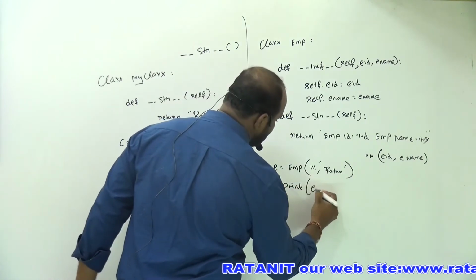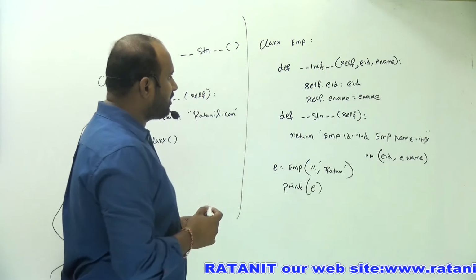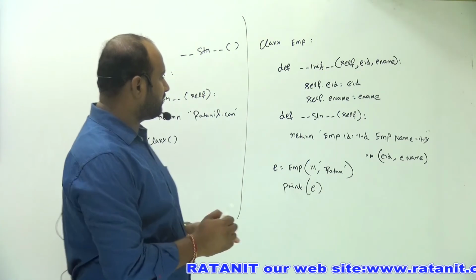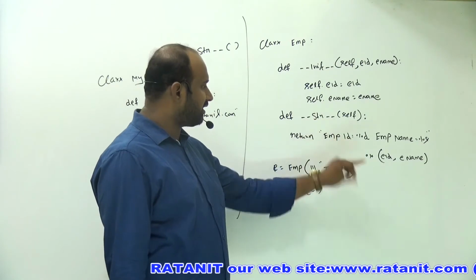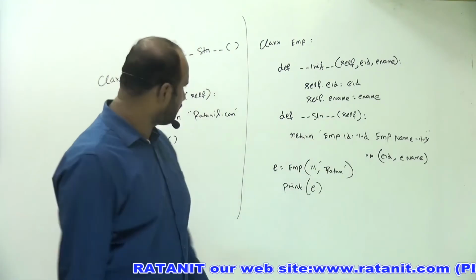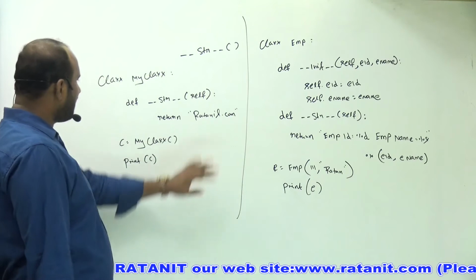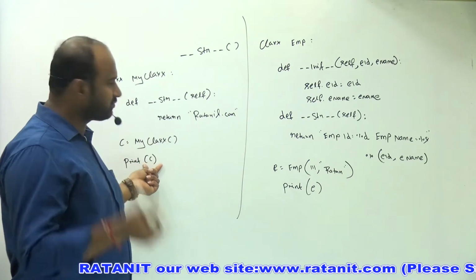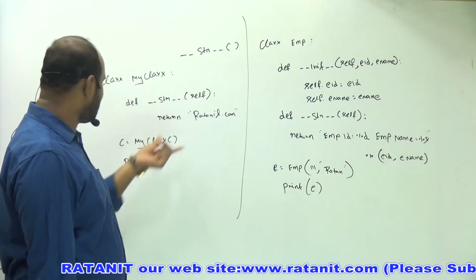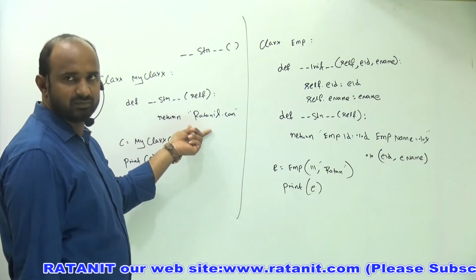Print of E. Whenever you are printing the reference variable, what happens here? When you print the reference variable, str will be executed, it returns the data. That's it. So without writing str, just write the pass, print the C, you will get the ID value. Then override the str, write this str, print C, you will get the Ratan IT.